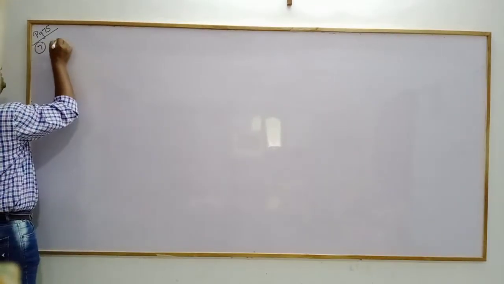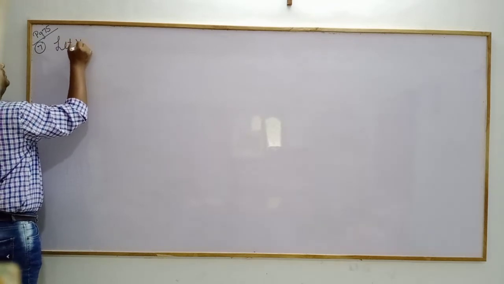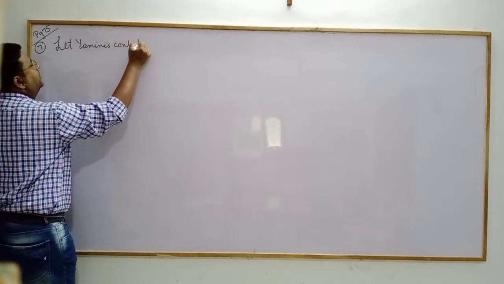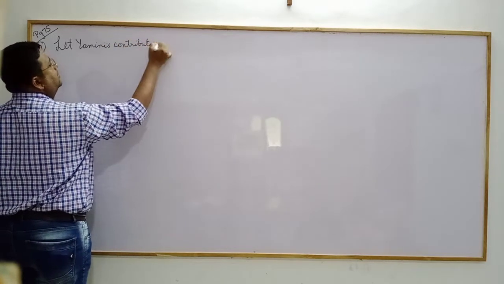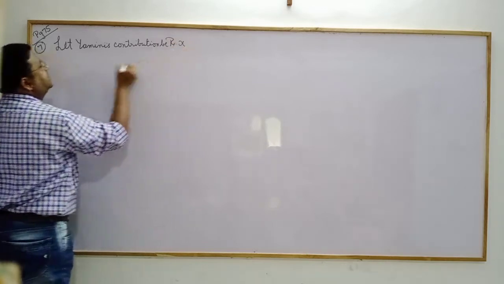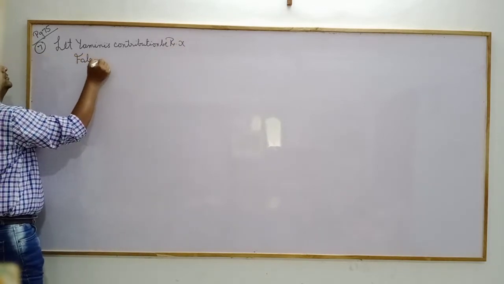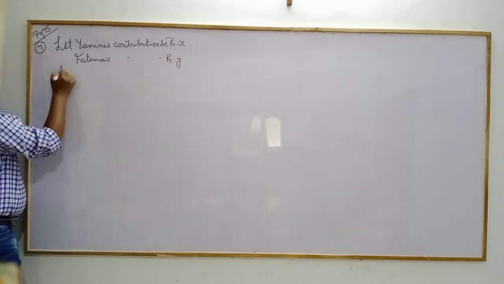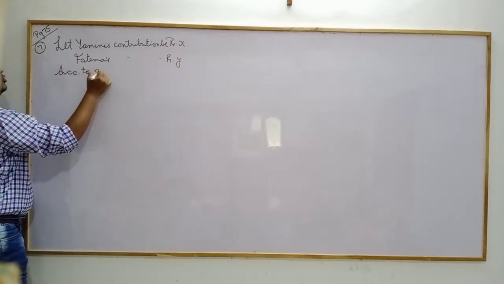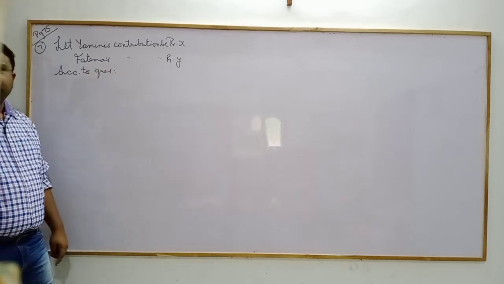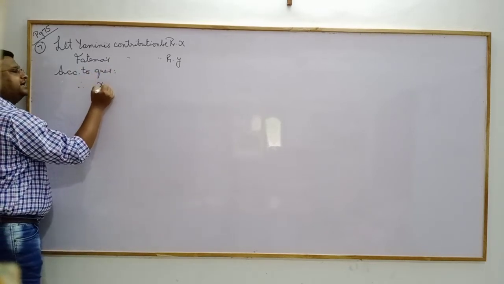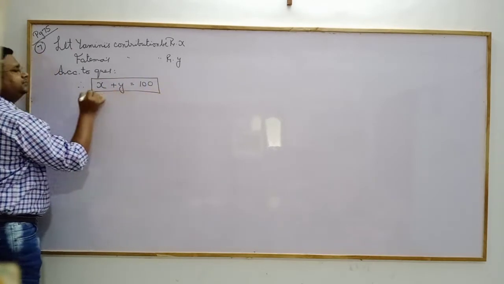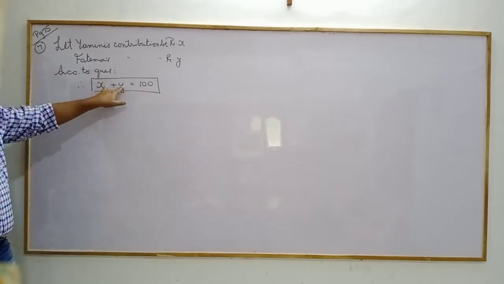So he says, let Yamini's contribution be ₹X and Fatima's contribution be ₹Y. So according to the question, what is the total they have contributed? 100. Therefore, X plus Y is equal to 100. Any problem? This is a linear equation in two variables.